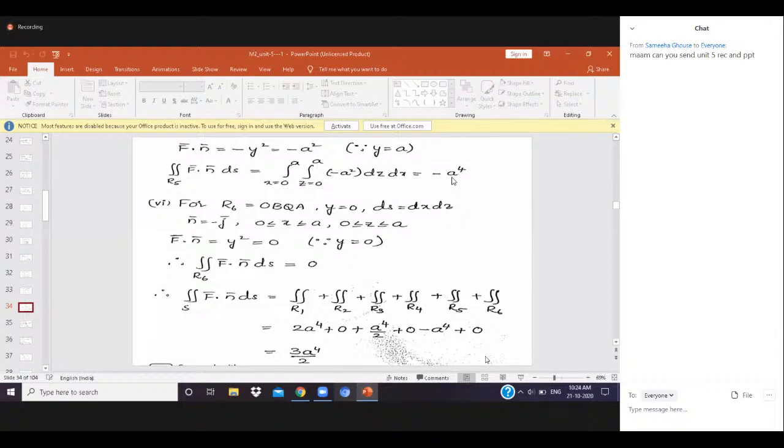Now for the total surface, the integral over S of f bar dot n bar dS becomes the double integral over R1 plus the double integral over R2 plus the double integral over R3, up to the double integral over R6. So substituting the respective values and adding, we get the value 3a power 4 by 2. This gives the total surface integral of that cube.